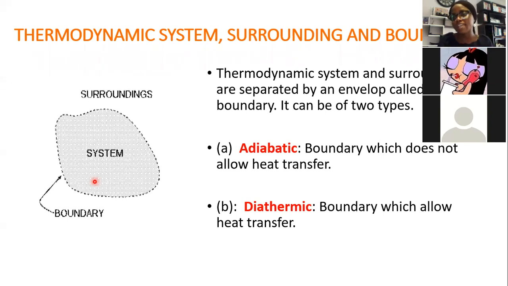It can be of two types. It can be adiabatic. This is the boundary which does not allow heat transfer. In this case, quickly type in the chat box: would you say my mug is adiabatic or diathermic? Diathermic is a boundary which allows heat transfer.